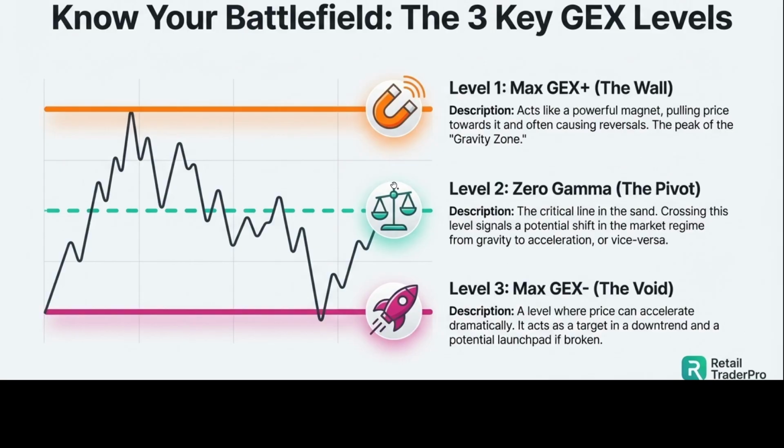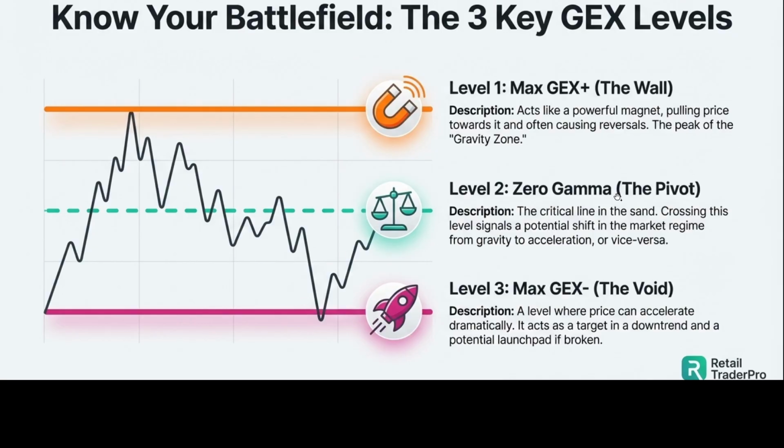Let's go to see this in a practical picture. Know your battlefield: the three key GEX levels. We have three zones. First, Level 1, the max GEX positive level, or the positive gamma level, that I have named the wall. This acts like a powerful magnet when price is near this level, pulling price toward it and often causing reversal. The peak of the gravity zone is here.